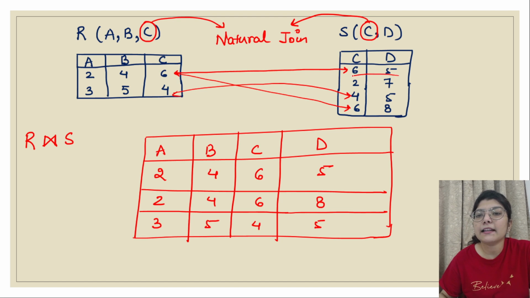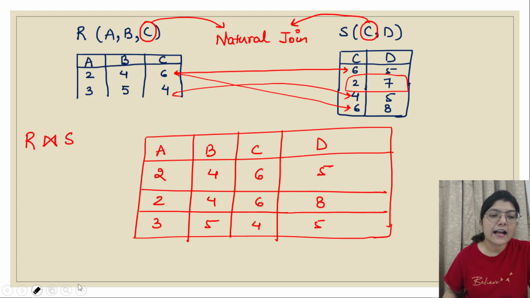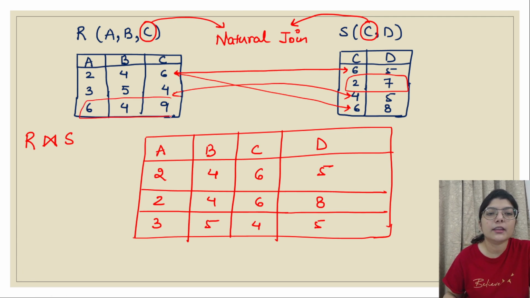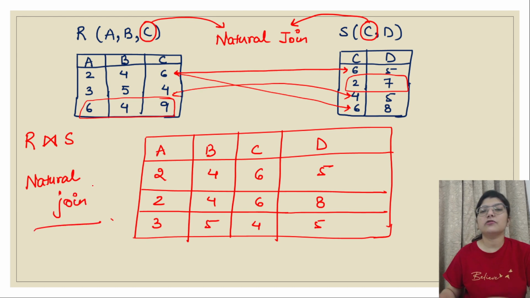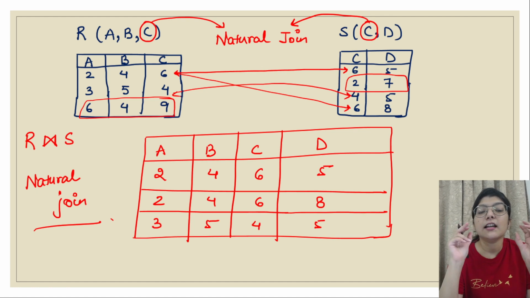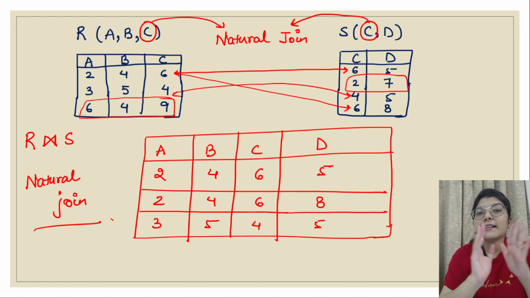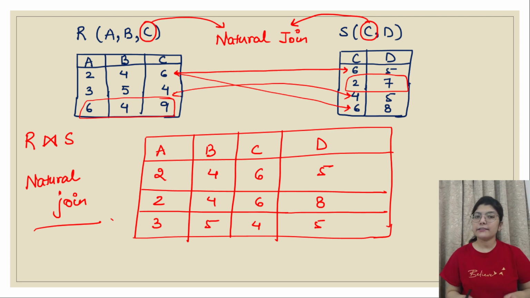I will not add this one. Why? Because this 2 was not present over here. Similarly, if here there was some value, suppose if here they would have added one like this, this also would not have been included. Why? Because this attribute 9 is not present over here. So I would not have added this one into my table. So this is your natural join of R and S. So what you have to remember is that you can only join two relations if they are talking about natural join when there is a common attribute between the two. So I hope this is clear to everyone. Okay.